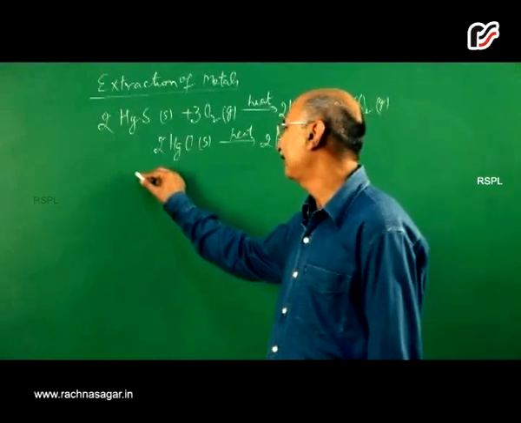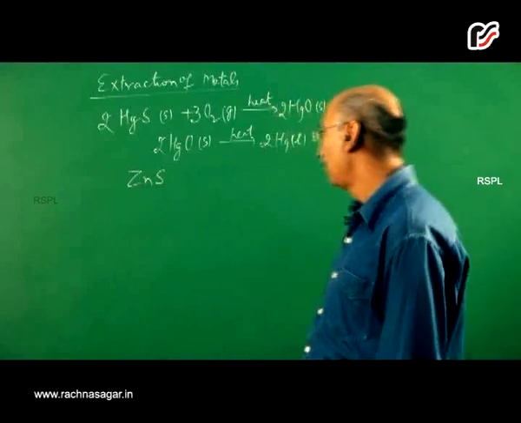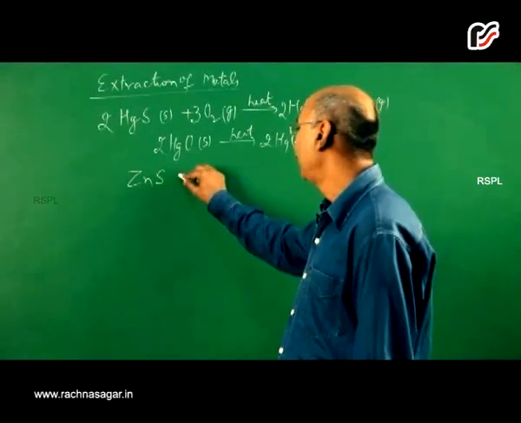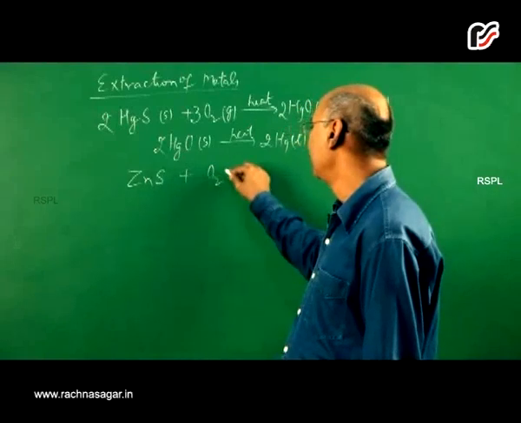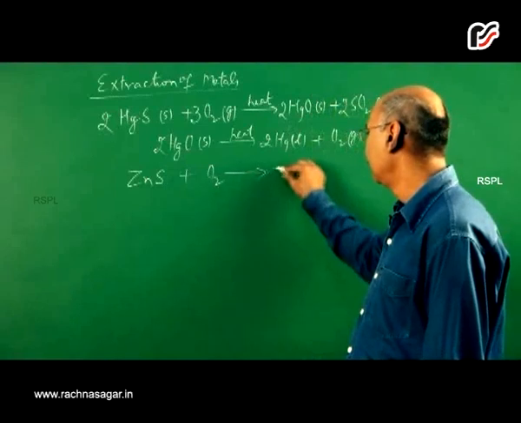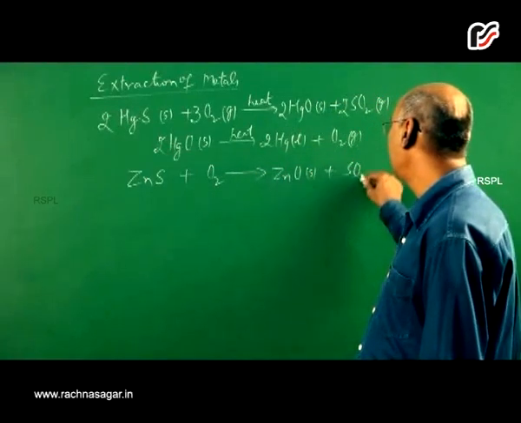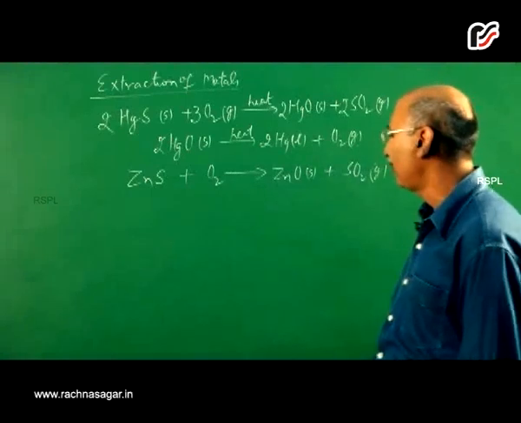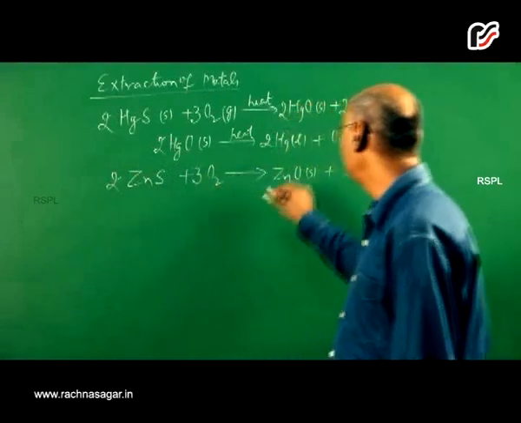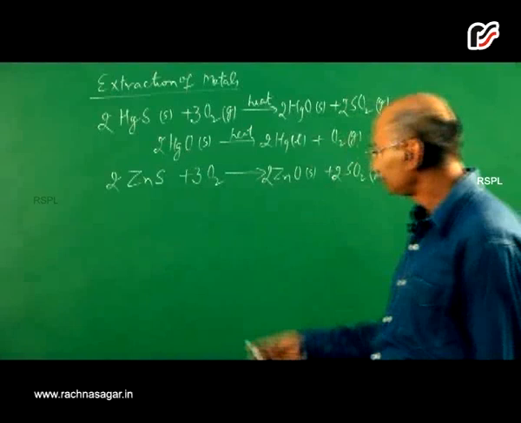If you want to extract zinc, then there are two ores of zinc. One ore is zinc sulphide or zinc blende. First step will be roasting. Roasting means you will heat in presence of oxygen. It will result in the formation of zinc oxide solid plus sulfur dioxide gas. To balance it, 2ZnS plus 3O2 gives you 2ZnO plus 2SO2.